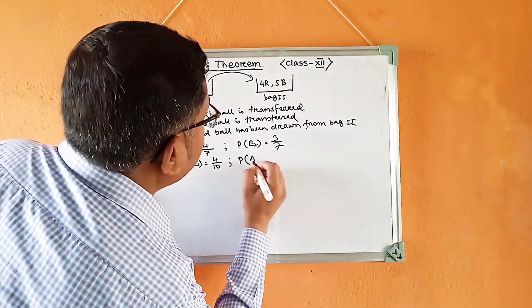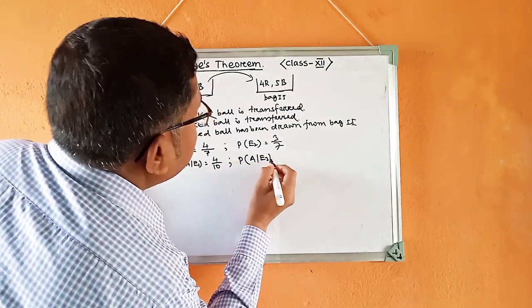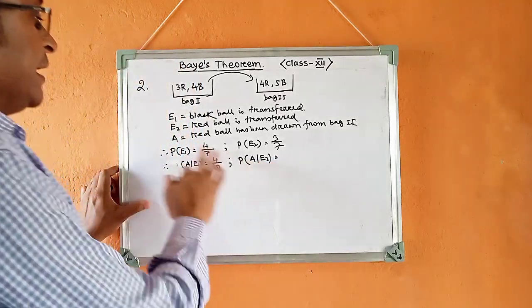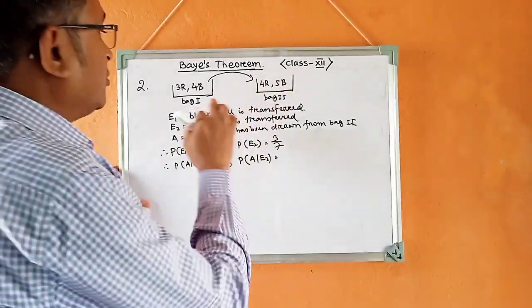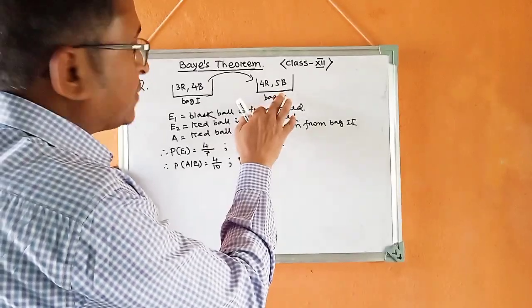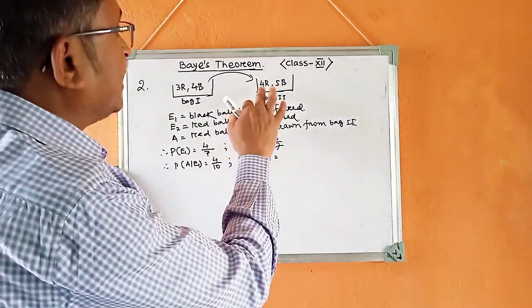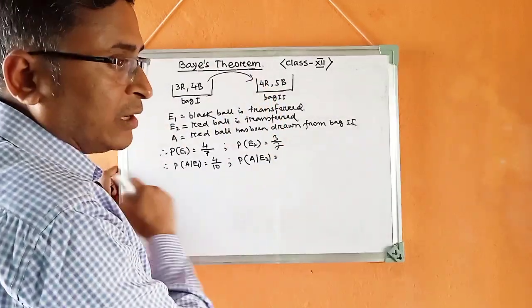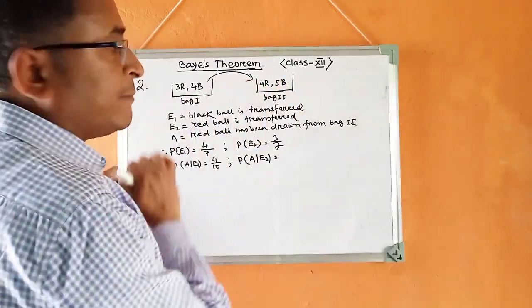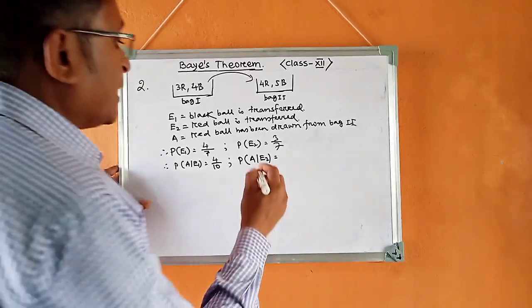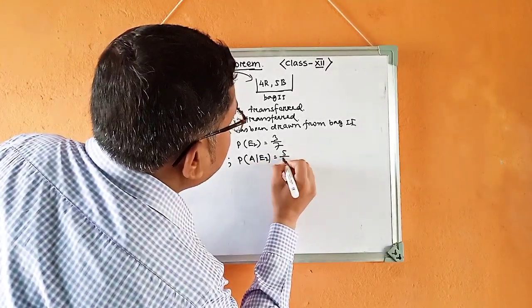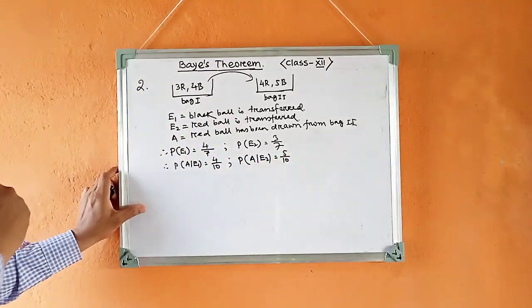Now P(A|E2). A means a red ball is drawn from bag 2, and here 1 red ball is transferred. So after 1 red ball is transferred from bag 1 to bag 2, there are 4 plus 1, that is 5 red balls. So there are 5 red balls and 5 black balls, total number of balls 10. So P(A|E2) is 5 divided by 10.